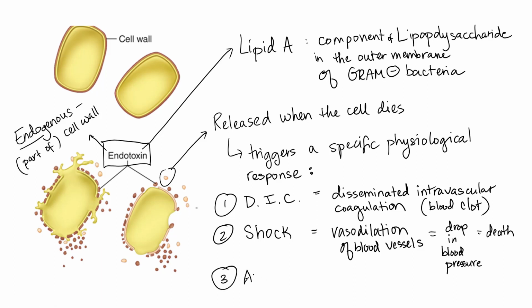And then the third thing that happens is ARDS, which we've talked about before because it's how people are dying from COVID-19, which is caused by a virus. So we're talking about bacteria right now. So bacterial endotoxin can do this as well. And this stands for, you recall, acute respiratory distress syndrome.